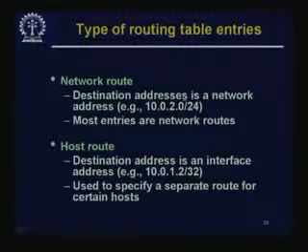So, the destination address is a network address, most entries are network routes, and for a host route, the destination address is an interface address used to specify a separate route for certain hosts.